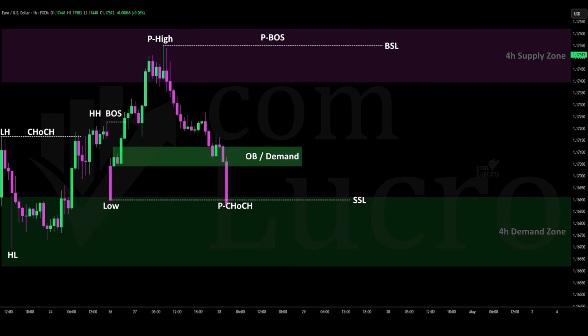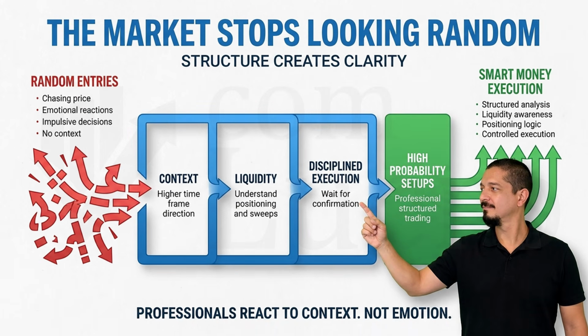And as the following candles begin to develop, the market starts reacting aggressively to the downside, breaking below the bullish order block left by the previous movement and confirming a bearish change of character. When all of these concepts are combined correctly, the market starts to become much more structured and logical. Instead of chasing random entries, you begin focusing on context, liquidity, positioning, and disciplined execution inside high-probability areas. That is what allows traders to stop reacting emotionally to price movements and start approaching the market with a more professional and consistent framework.